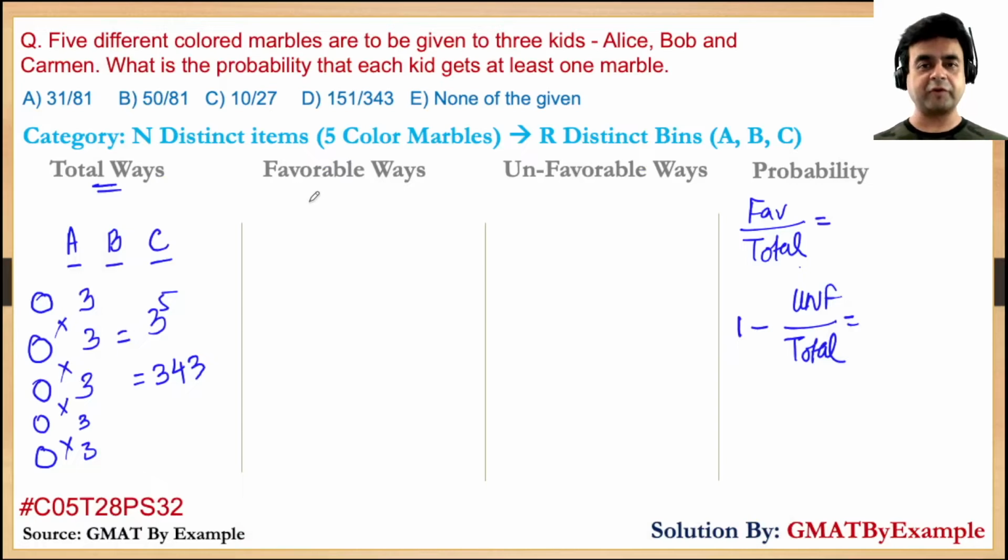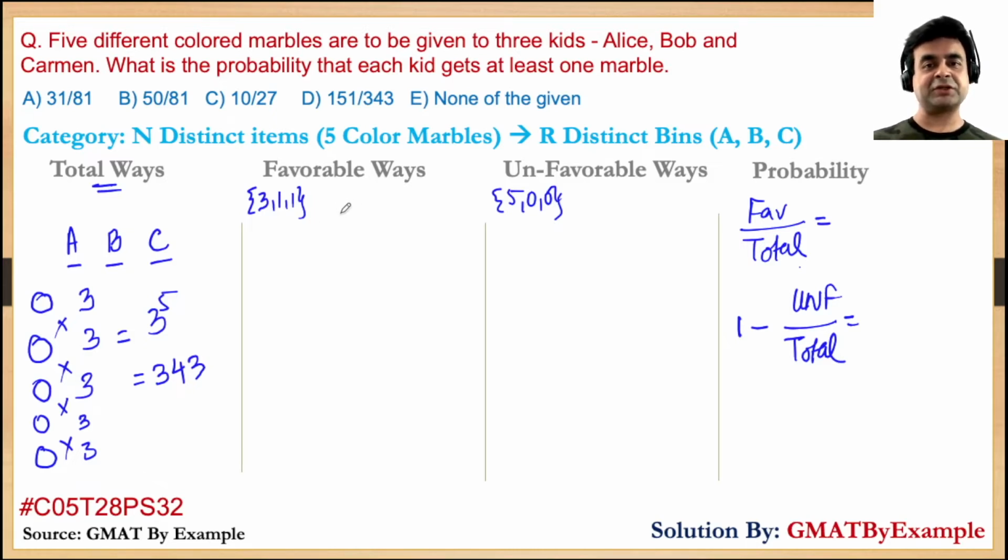Before we go into solving for favorable ways and unfavorable ways, let's jot down what our favorable ways and unfavorable ways would look like. One example is 3, 1, 1, where the first child gets 3, the other 2 get 1 each. And an example of unfavorable ways is where the first child gets all the 5 and the other 2 children get 0. Remember that 3, 1, 1 is one of the possible arrangements. There are many arrangements within this 3, 1, 1, such as 1, 3, 1 and 1, 1, 3. All of those arrangements we will have to consider.